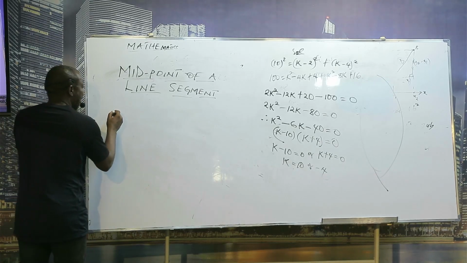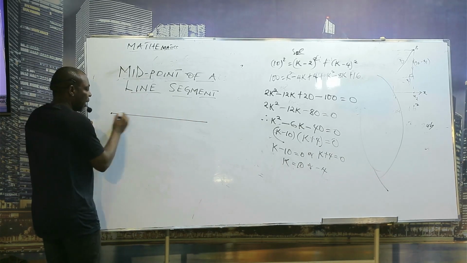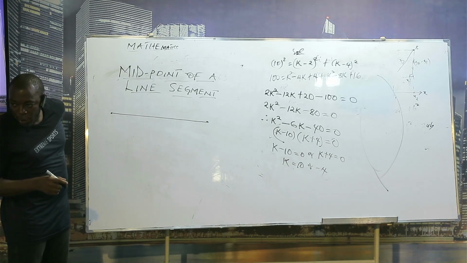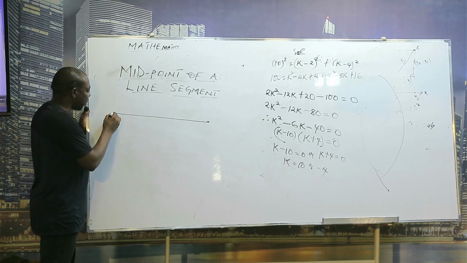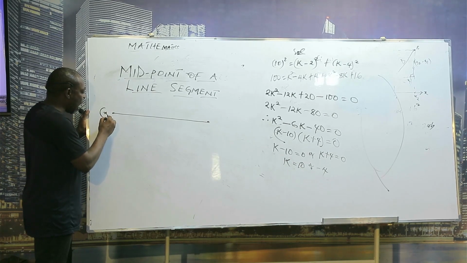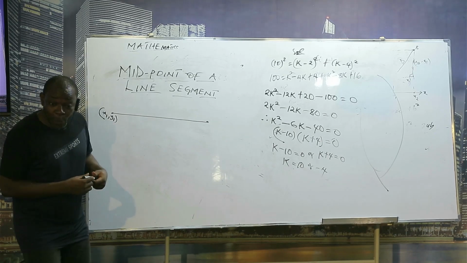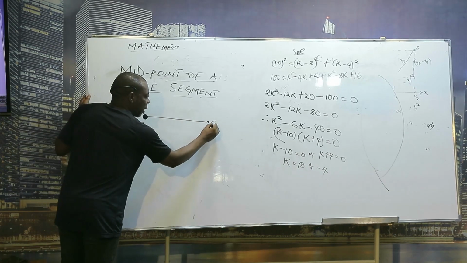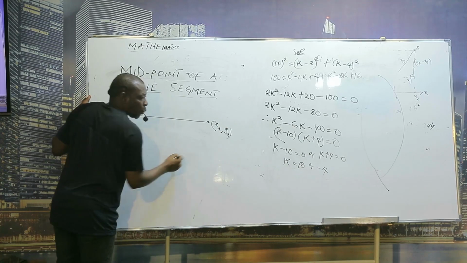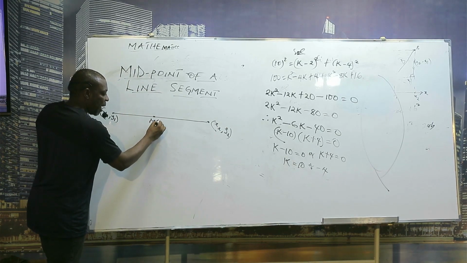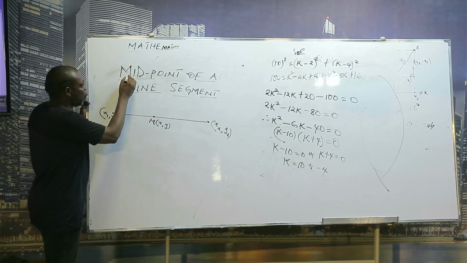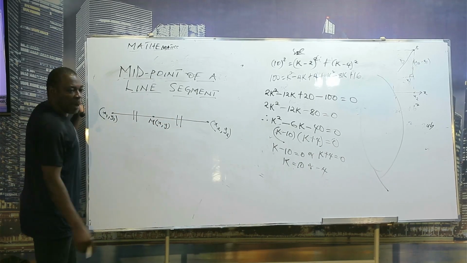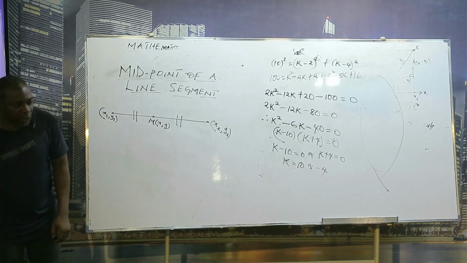This is a line segment. You know the difference between a line and a line segment. A line segment has a beginning and an end. If this is a line segment with coordinates X1, Y1, you see this thing I want to do now, this thing can take you to heaven. Pay attention so that you make heaven. Now here is X2, Y2. Here now is the midpoint, X, Y. Midpoint means it's going to divide it into 2 equal parts.